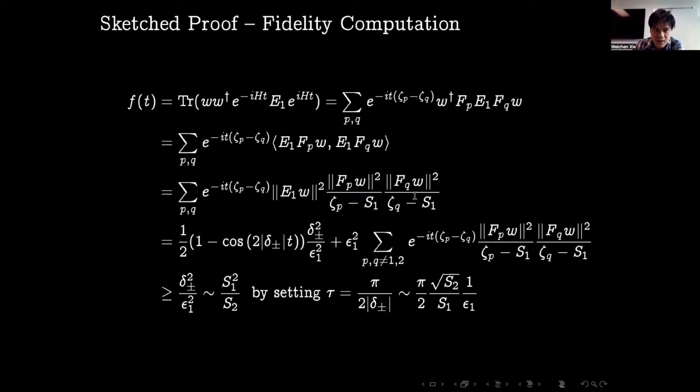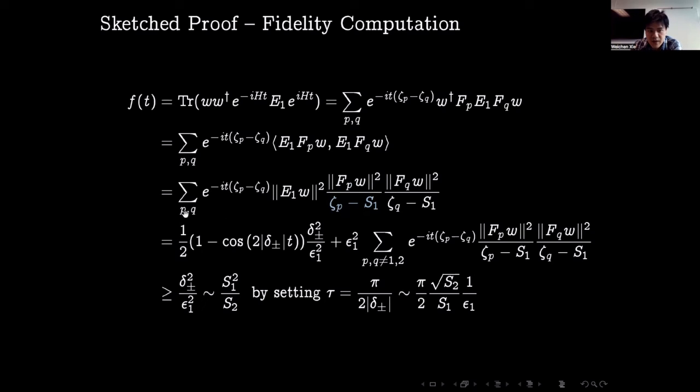So we get this equation. And now we separate the total sum into two parts: P and Q equal to 1 and 2, and the others. Okay. So for P equals Q equals 1 and P equals Q equals 2, we have the 1 times the delta square over epsilon square, because this E1W norm square is just epsilon square, and we're using the approximation we got previously for these two terms. We get the delta square over 2 epsilon square for these two terms. And then the denominator is just delta plus and delta minus. And because delta plus and minus have the same amplitude, it's just the same, it's just delta E.